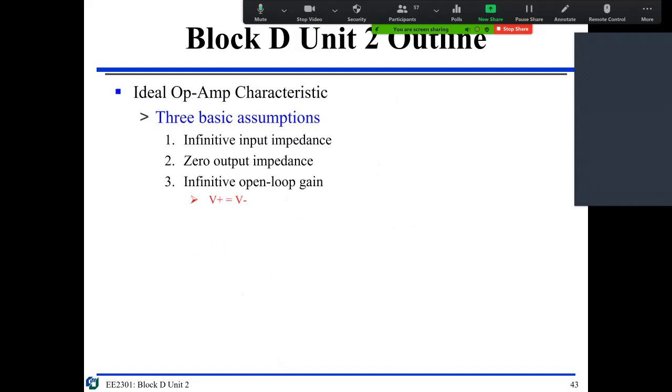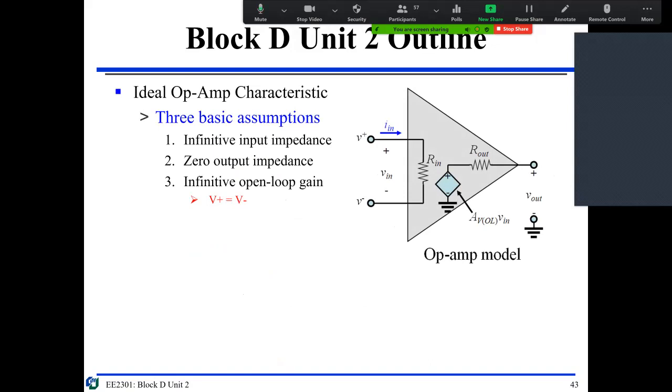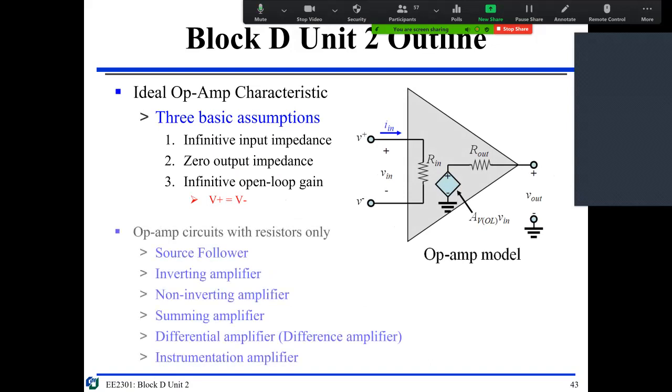All right, we review a little bit ideal characteristic: infinite input impedance, 0 output impedance, infinite output gain. So this is our op-amp idealized model. Okay, so that's what we have learned. Also, we talked about source follower, inverting amplifier, non-inverting amplifier, summation, and difference amplifier or differential amplifier.